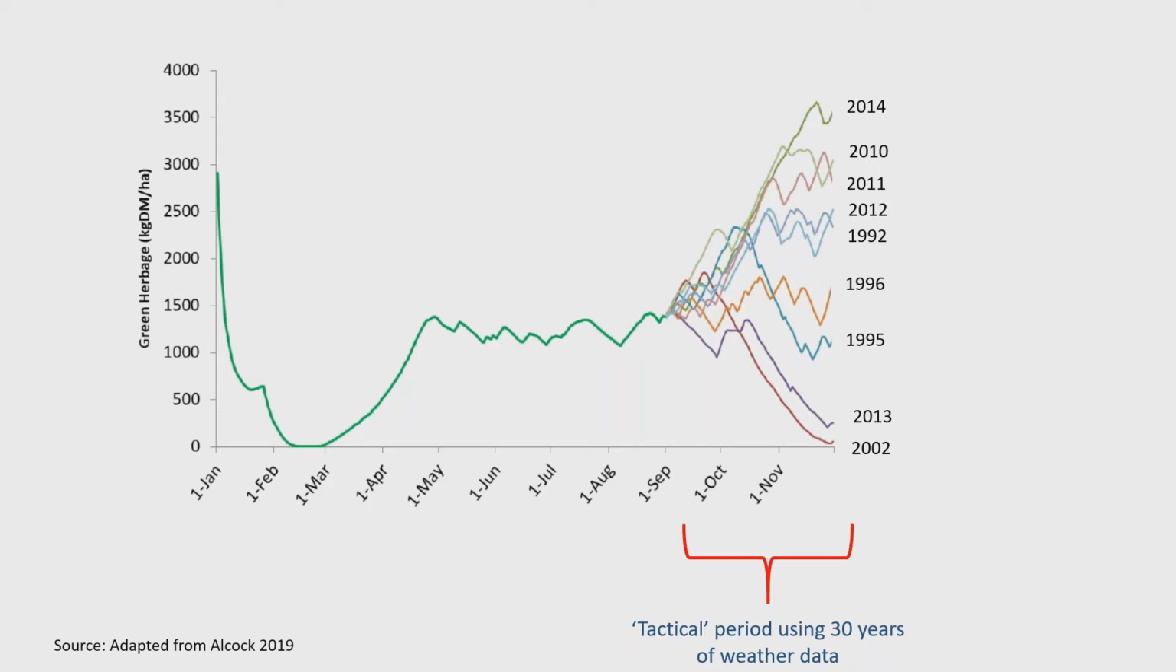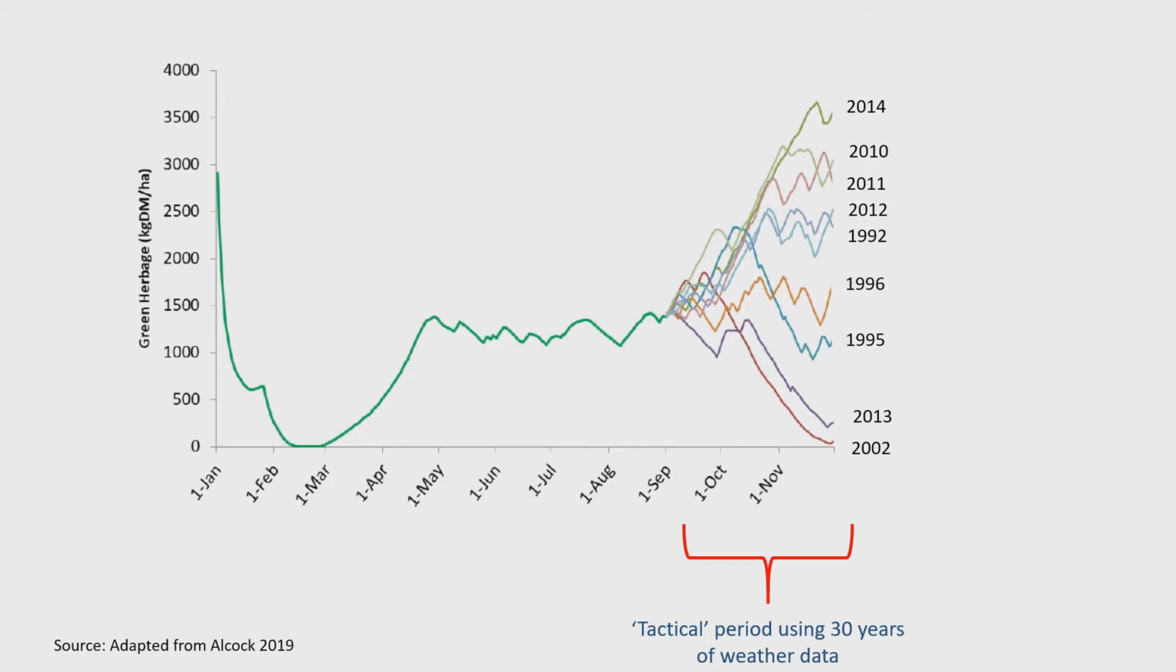Within Farming Forecaster, a new tactical run is done at the beginning of each month. So the GrassGro model is spun up to the forecast date. Here I've just got a screenshot of an example of how this works. The green line is green herbage on the vertical axis, so this graph is showing how green herbage is varying. The model is spun up until the current date, in this case the 1st of September as an example.